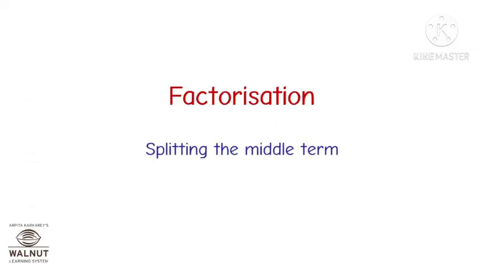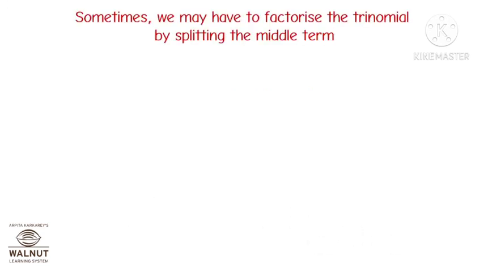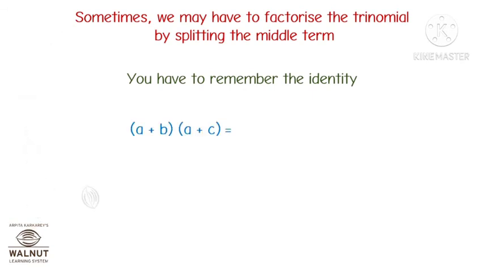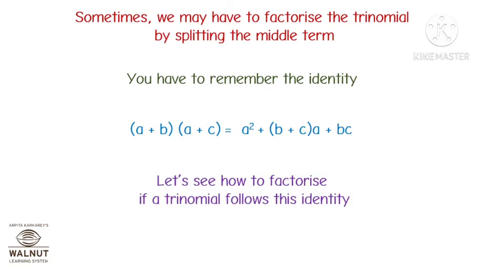Factorization. Splitting the middle term. Sometimes we may have to factorize the trinomial by splitting the middle term. You have to remember the identity: (x + b)(x + c) is equal to x square plus (b + c) into x plus bc. Let's see how to factorize if a trinomial follows this identity.